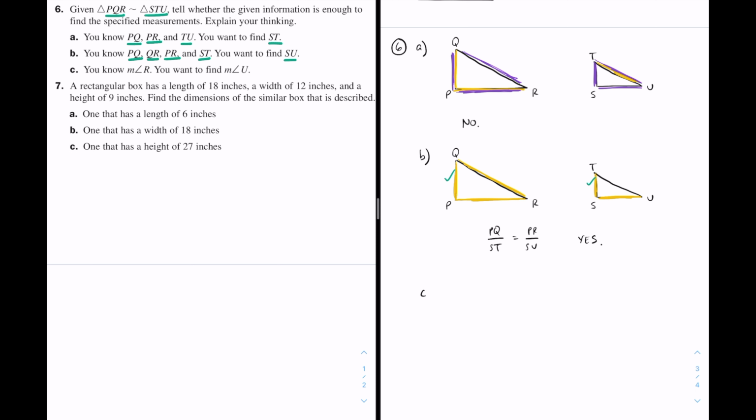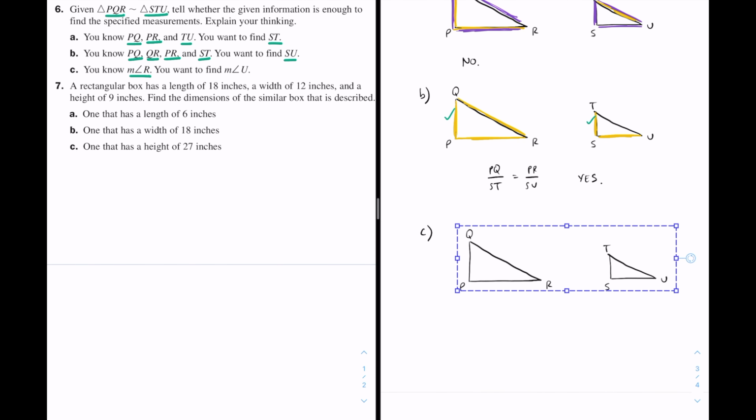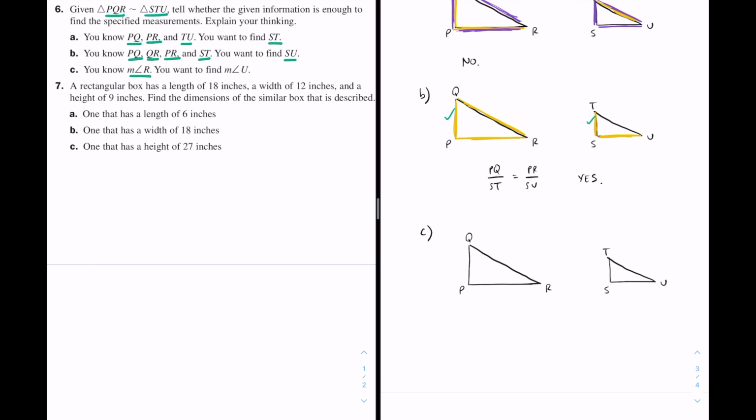Okay. Last part for part C, it says you know measure of angle R. Let me go ahead and just draw these triangles one more time. So if we knew the measurement of angle R, angle R would be located right here. The question is can you find the measure of angle U, which is going to be right over here.